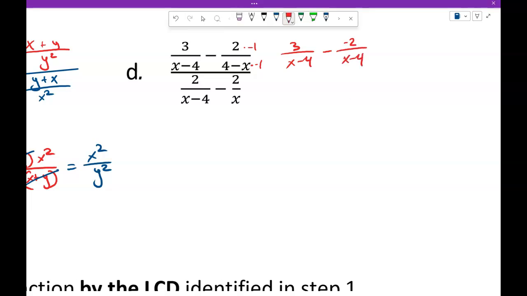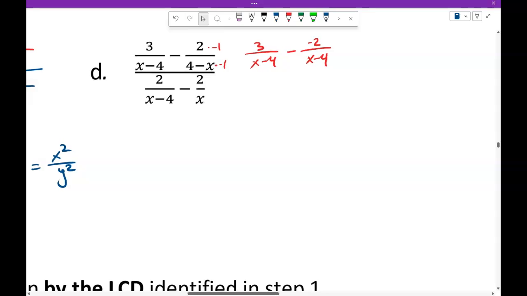and changing the numerator to a -2, making that much easier to go ahead and subtract. 3 minus -2 is 5 over x minus 4.